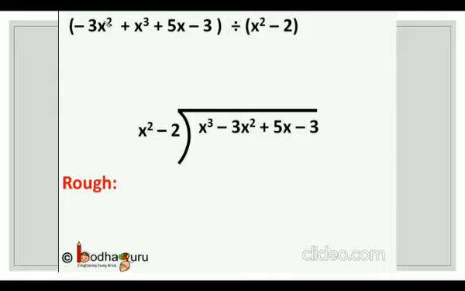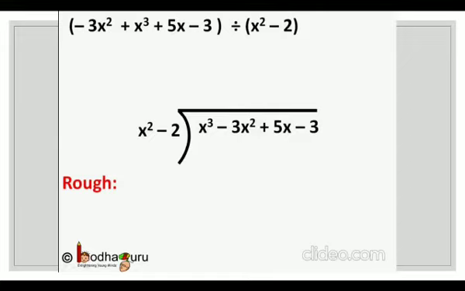So students, now we will learn division of polynomial by polynomial. Plus 5x minus 3 divided by x square minus 2. As the polynomial is not in the perfect decreasing order of the degree, we rearrange the terms, like x cube will come first, then x square and so on. So it will become x cube minus 3x square plus 5x minus 3 divided by x square minus 2.